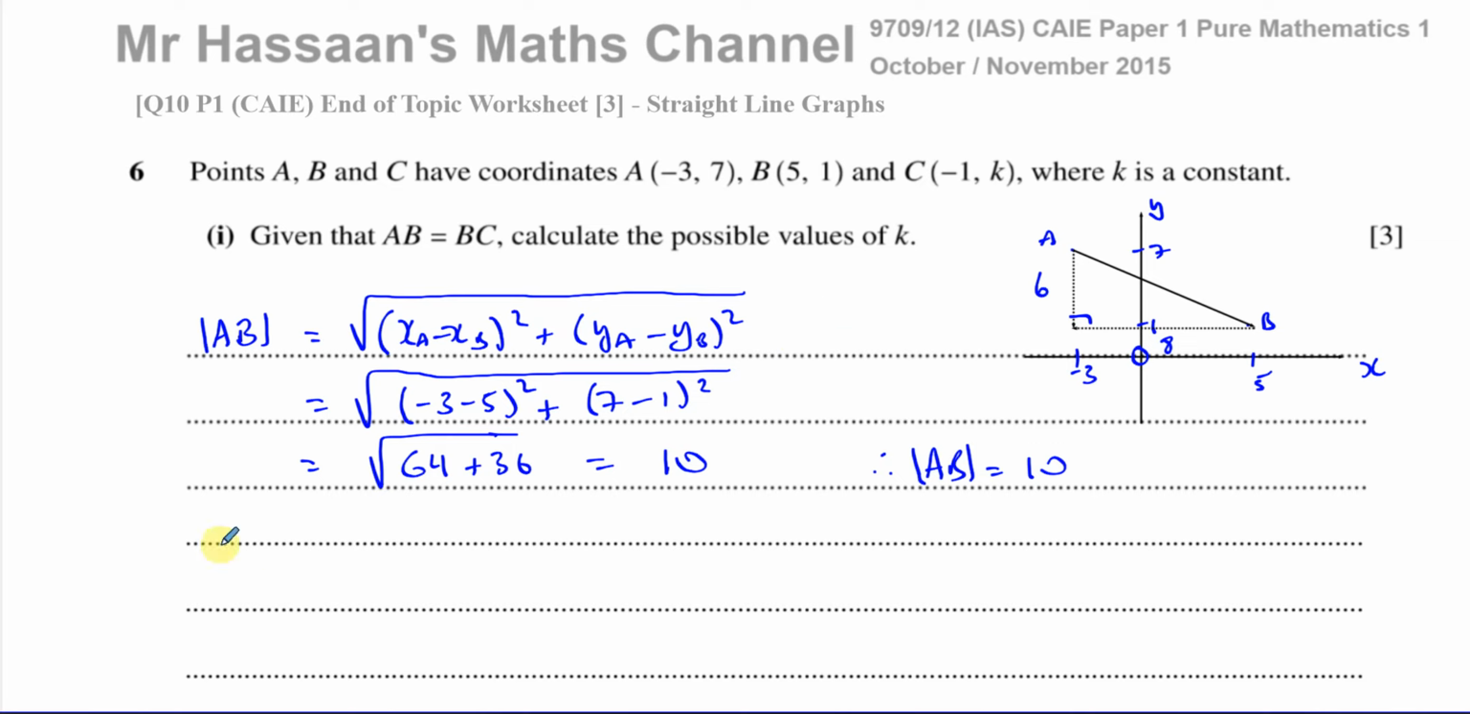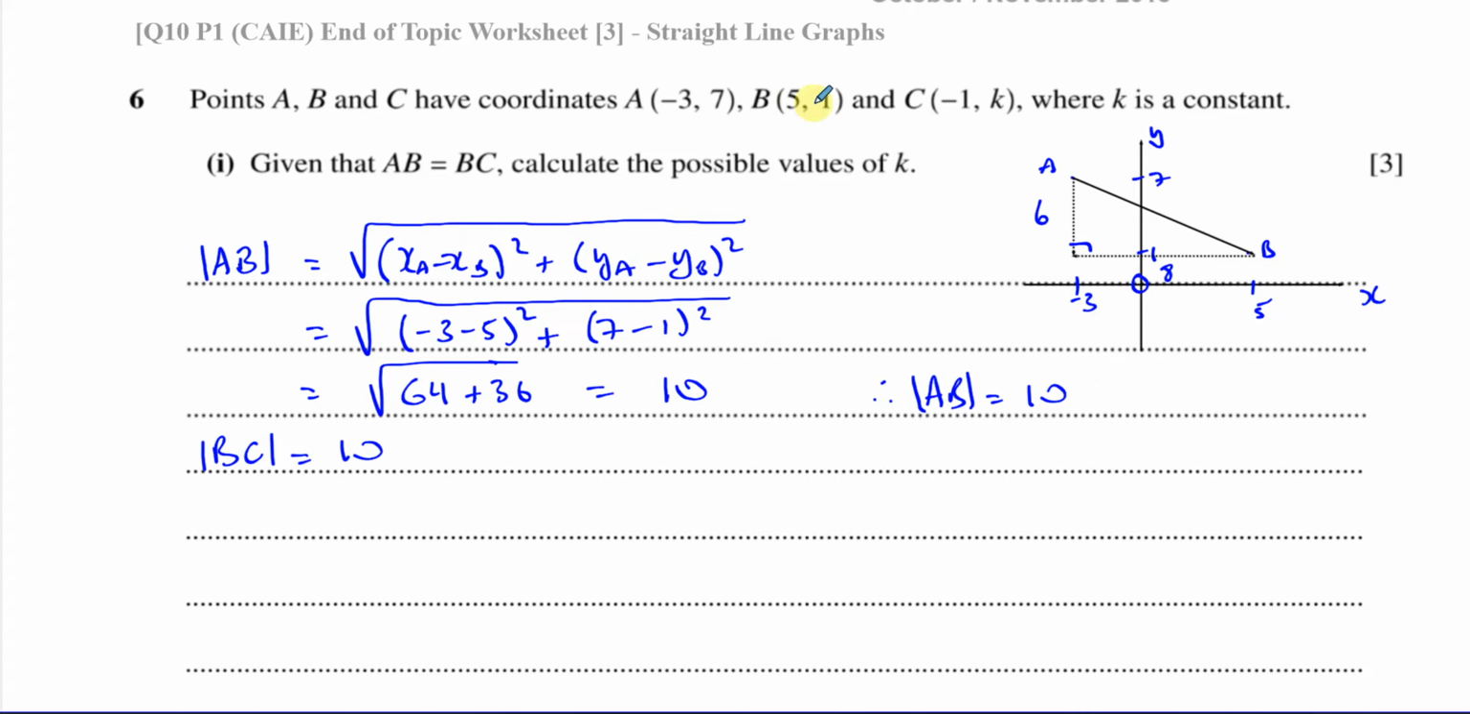So now, we're told that the length of BC is also going to be 10 units because AB is equal to BC. So if I do the same thing for BC, if I find the length between B and C, we can say it's going to be the square root of, now I'm not going to write the square root, I'm just going to write it as 10 squared equals 10 squared.